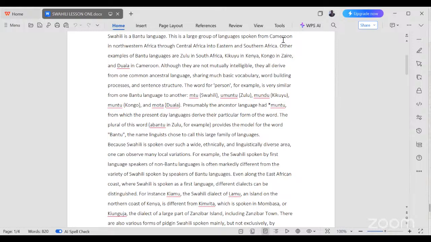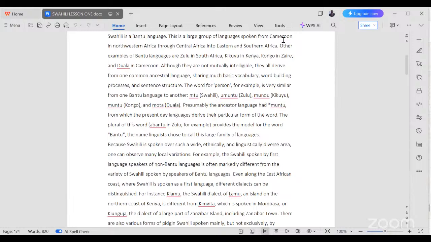There's a county, a region called Kirinyaga in Kenya. In Kirinyaga, they are Kikuyus, but how they speak Kikuyu is a bit different from Kikuyus in other parts like Nyeri in Kenya or Kiambu in Kenya. So Swahili also has various dialects.